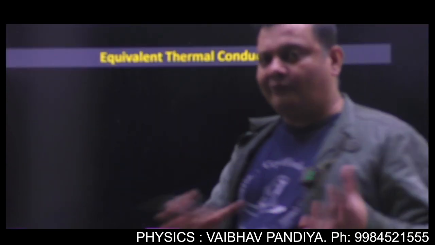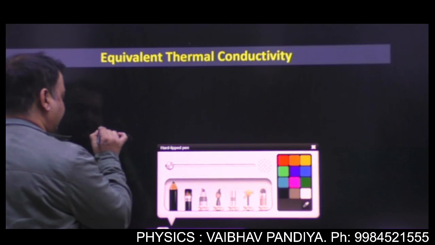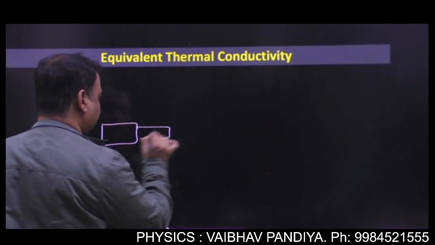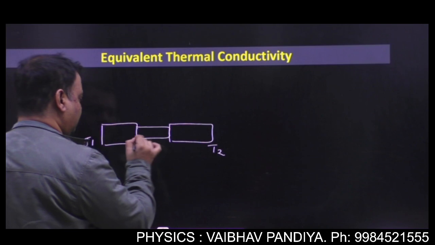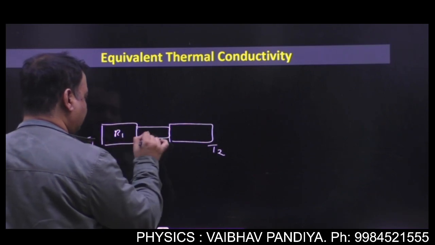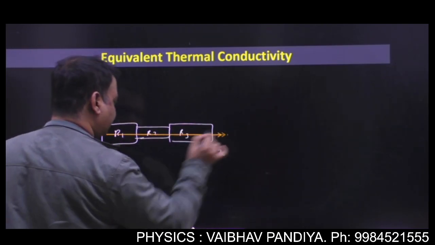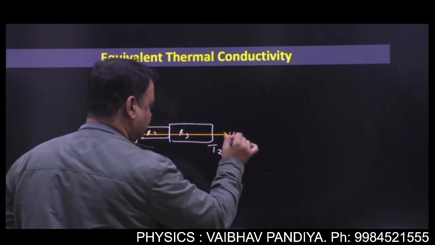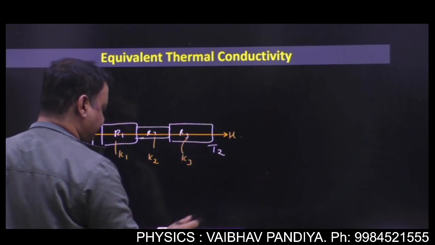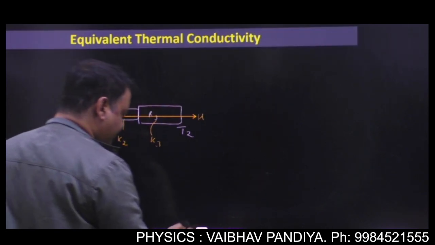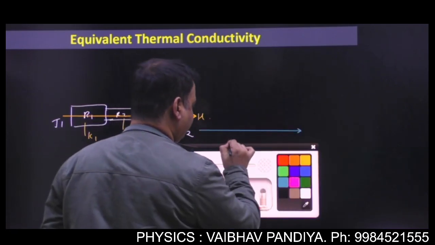Now let's see the meaning of equivalent thermal conductivity. See, what is the meaning of equivalent thermal conductivity? Suppose we have three resistors R1, R2, R3 within the temperature difference T1 and T2, and the current flowing is H, and it has a thermal conductivity K1, K2, K3, correct? Now just remodel the situation as we find the equivalent resistance.